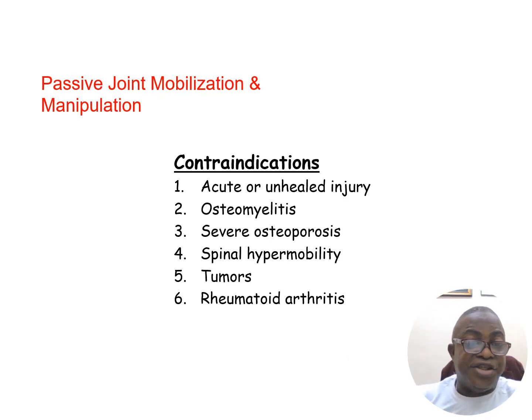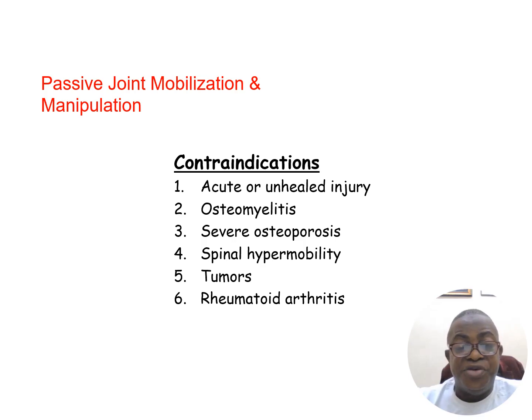The contraindications to using passive joint mobilization of Cyriax include if the injury is too acute, like less than 72 days, and if the injury is not healing, or if there's infection of the bone, otherwise known as osteomyelitis, if there's osteoporosis, that's a decline in the bone mineral density, spinal hypermobility, or if there's a tumor, then Cyriax cannot be applied directly over the parts of the body that are carrying the tumor.